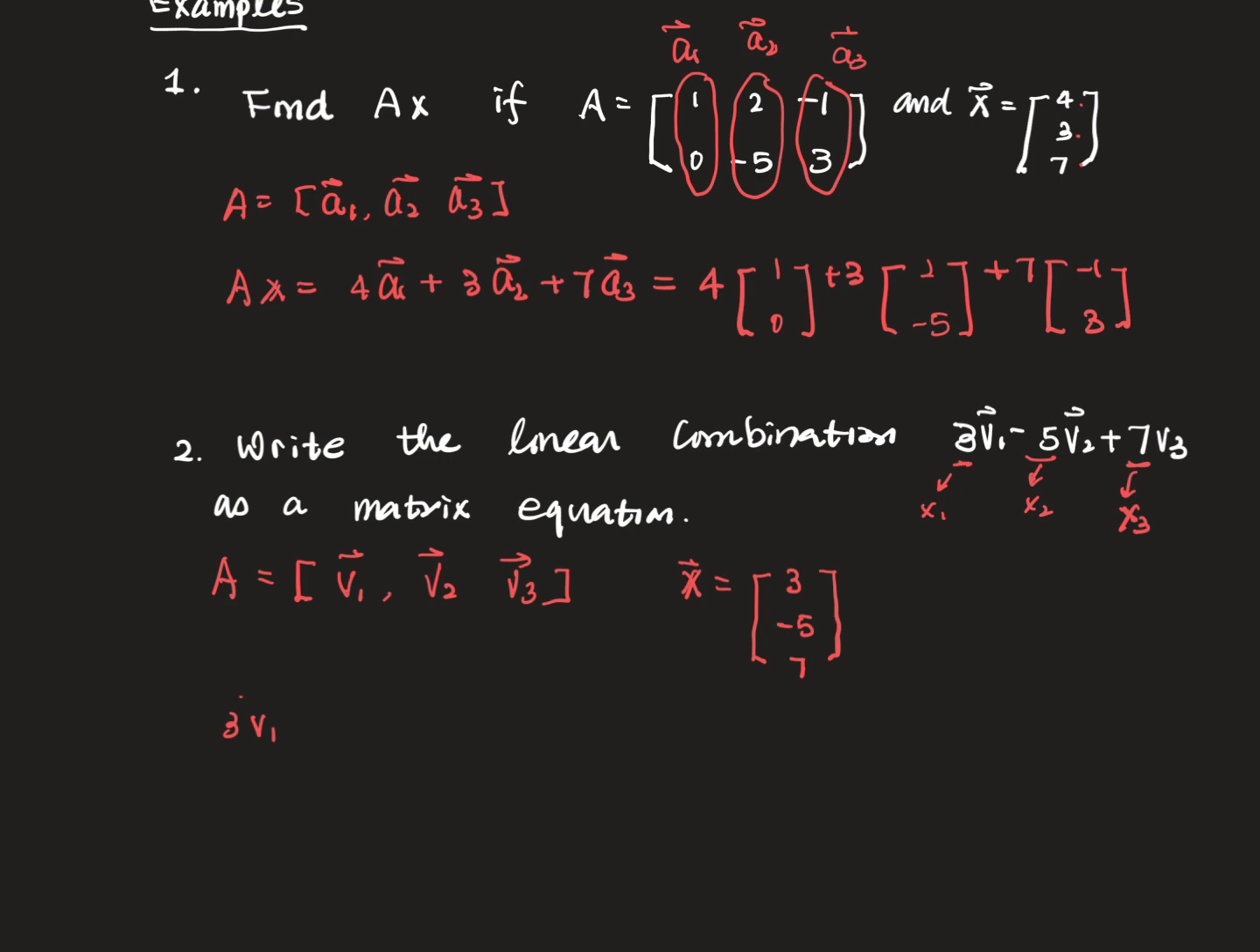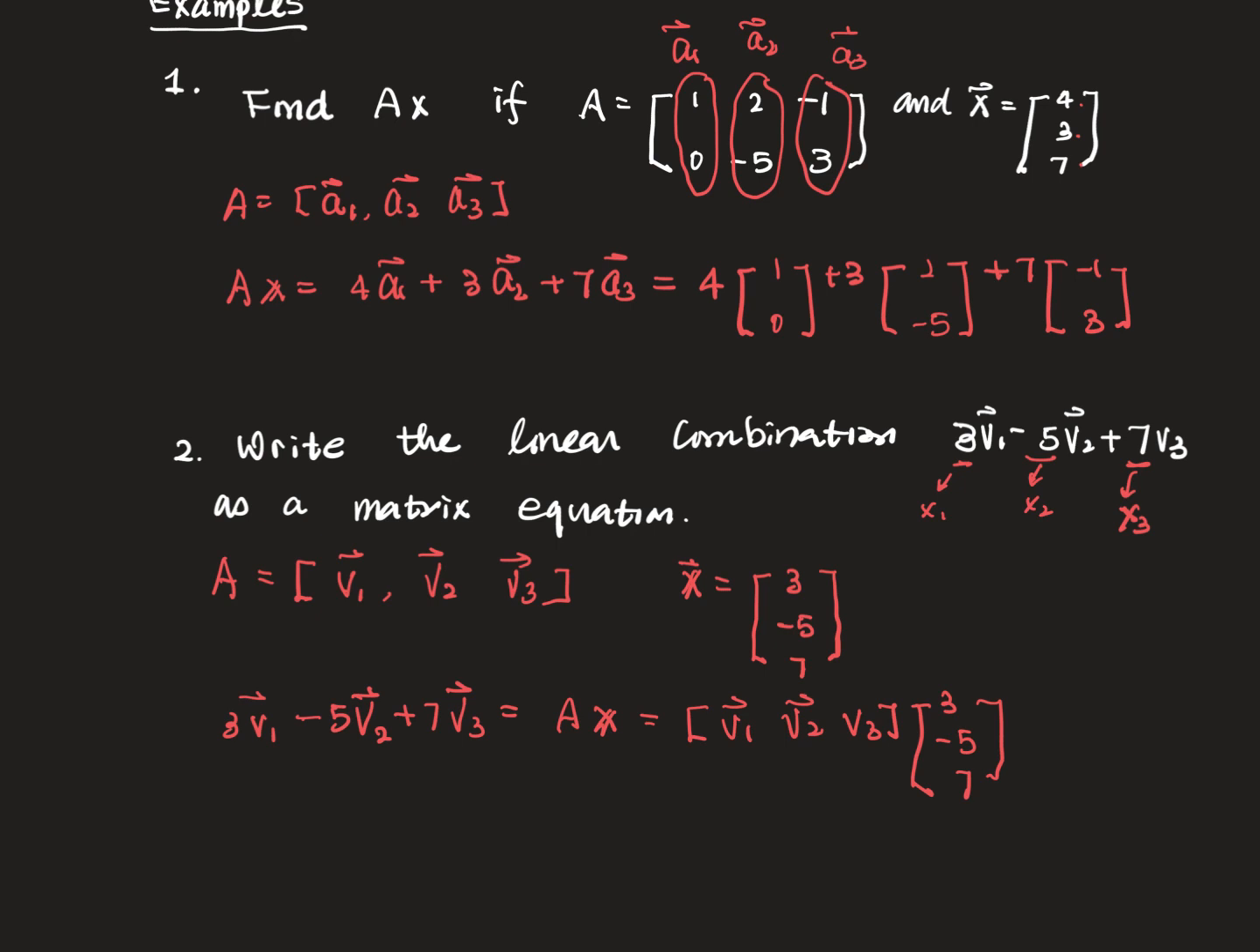So how can we write this linear combination? 3v1 minus 5v2 plus 7v3. Matrix A is the v1 vector, v2 vector, v3 vector, times the x vector. That's how you write this one. Another way is you see the v1 vector, v2 vector, v3 vector, and x is 3, negative 5, 7. So that's another way you write the linear combination as a product of a matrix and a vector.